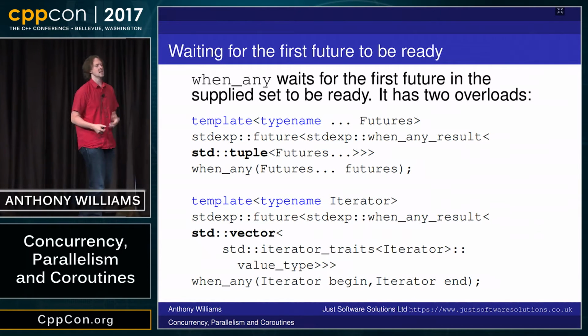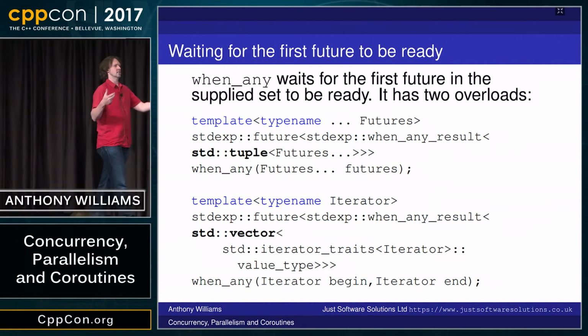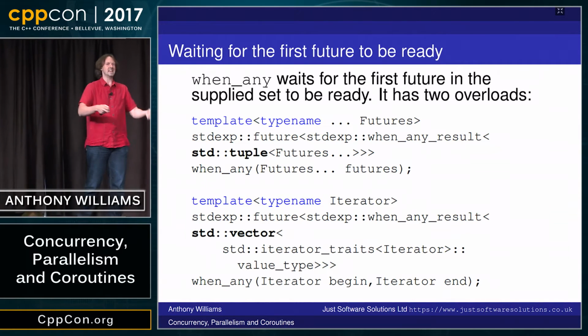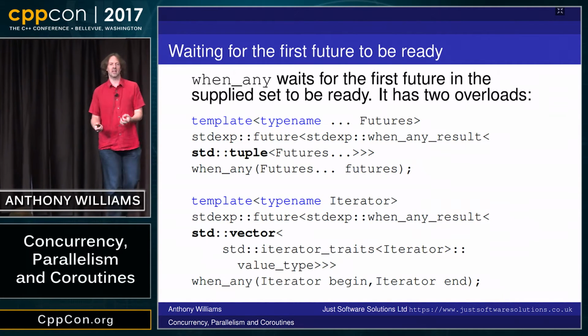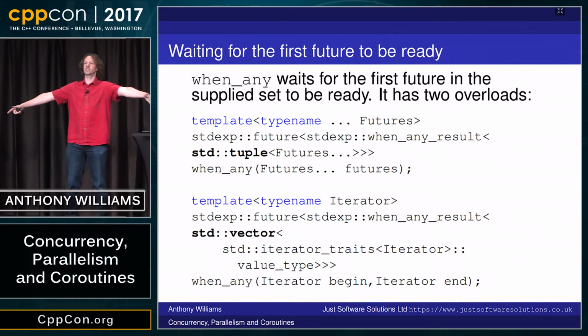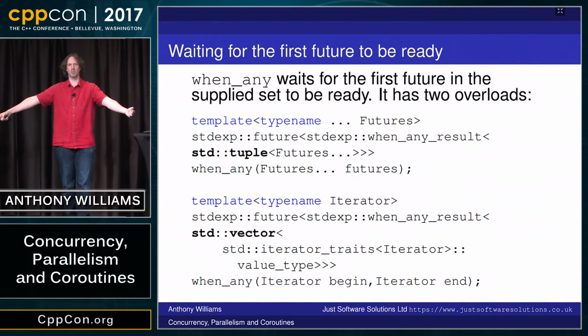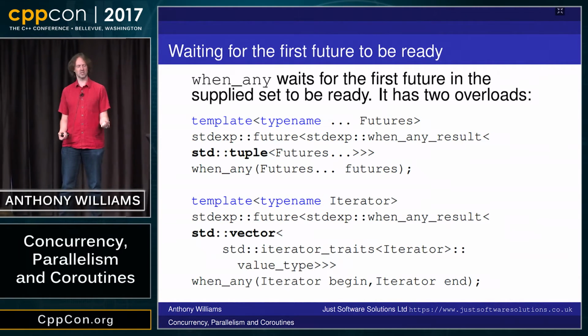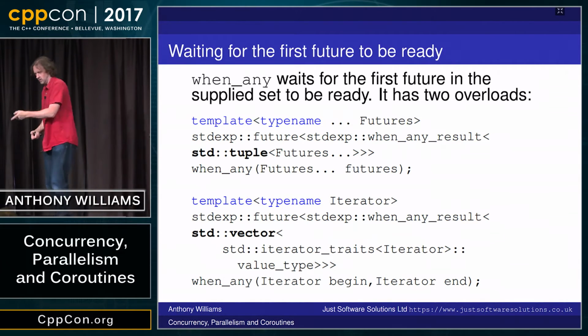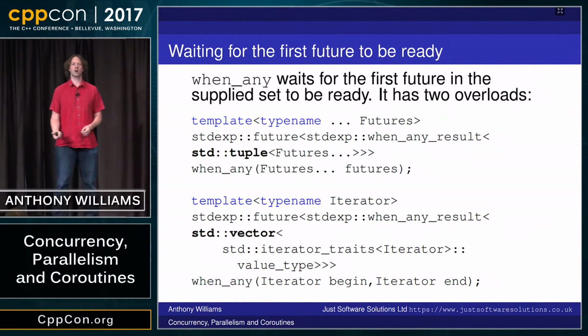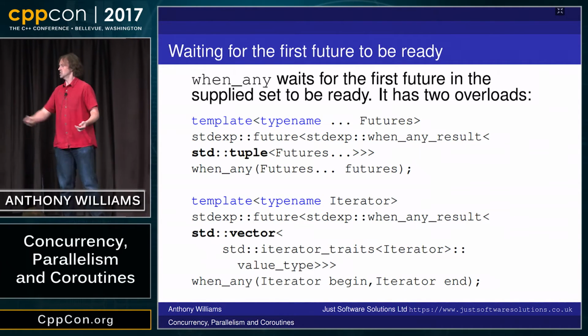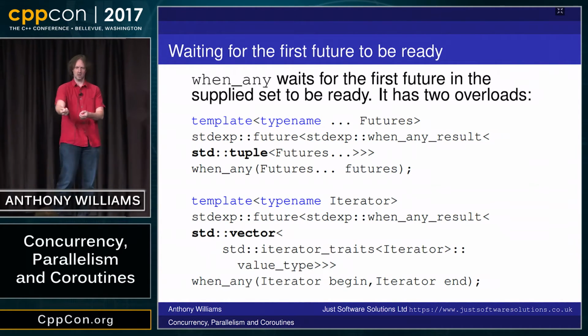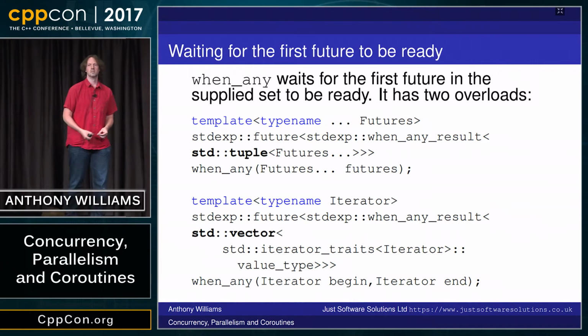And in either case, they're stored inside a structure of a when any result, which the key thing about that is that it tells you which one of these set of futures it was that was the one that woke you up. So you don't have to go through and say, are you ready? Are you ready? Are you ready? Are you ready? Oh, wait, that one. If you've got a whole set of 100, then that's a bit messy. And so it just tells you, it was the 97th. OK, fine. I can take the 97th and use that.